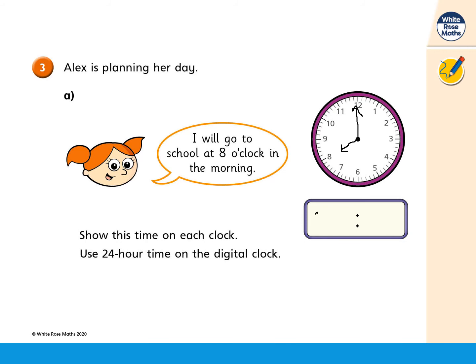So it's before 12, so it's going to start with 0, 8. Remember, if it's 10 or 11 o'clock, it doesn't need a 0 at the start as a placeholder. It would just be 10 or 11. 0, 8 o'clock.